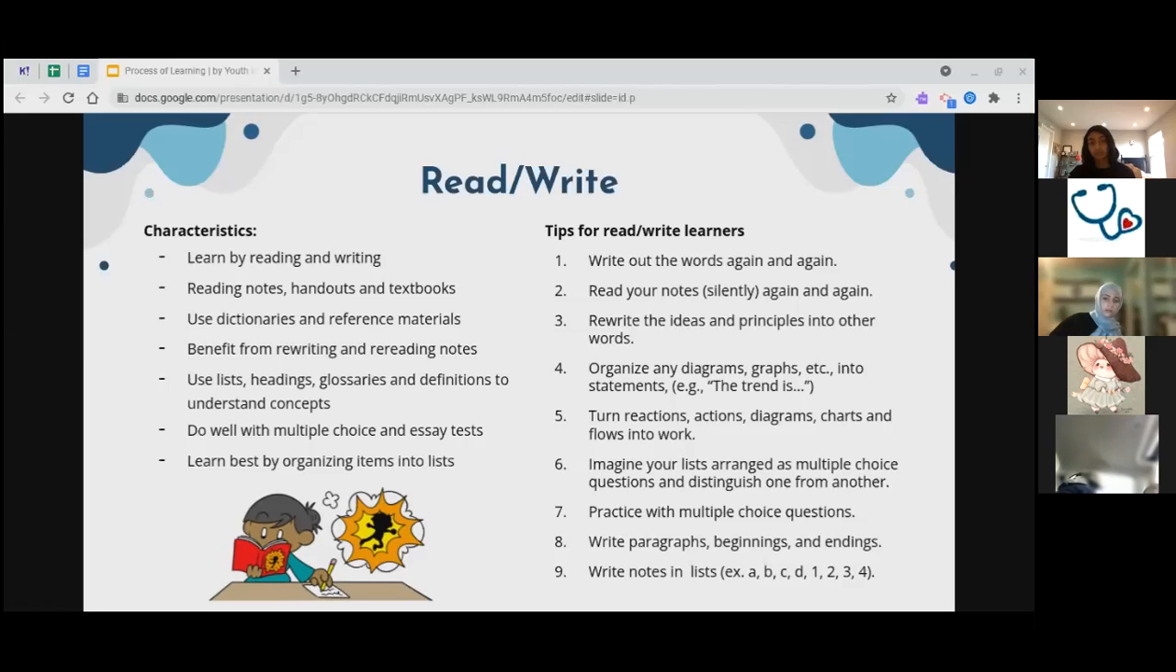And you can imagine your lists arranged as multiple choice questions, and then study using that. You can also practice with MCQs, and you can write paragraphs with beginnings and endings. And this is also mentioned earlier, but in your notes, you can write lists using the ABC or 1, 2, 3 heading.